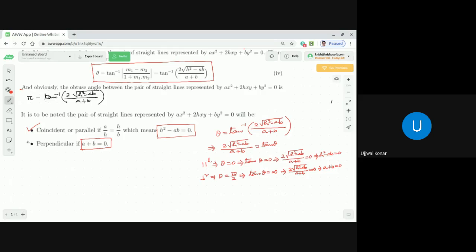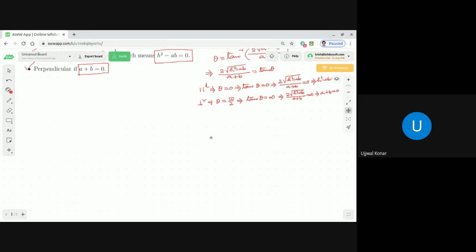So in summary, what we can say, dear students, is that the pair of straight lines represented by ax square plus 2hxy plus by square equal to 0 will be coincident or parallel if h square minus ab is equal to 0, and they will be perpendicular to each other if a plus b is equal to 0. I hope it is clear, dear students.